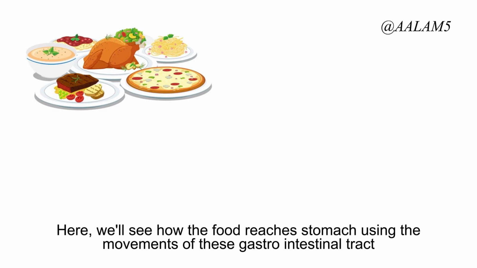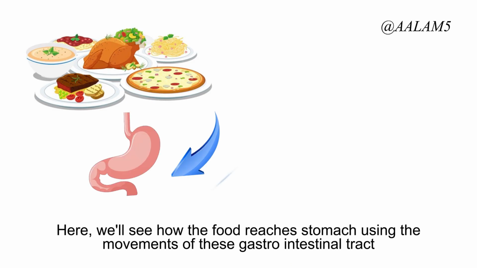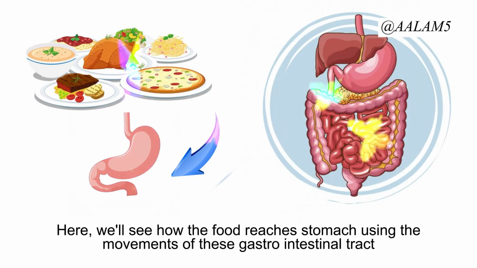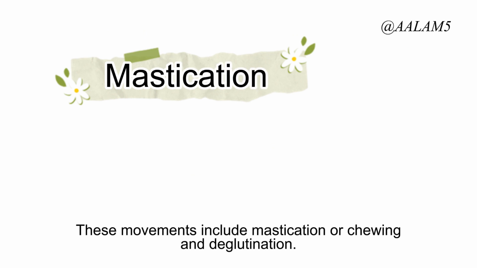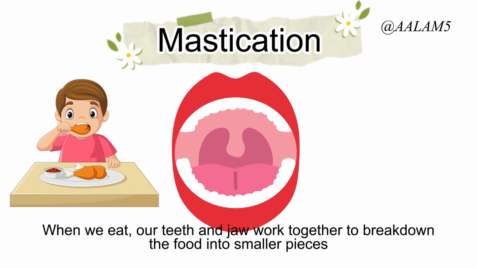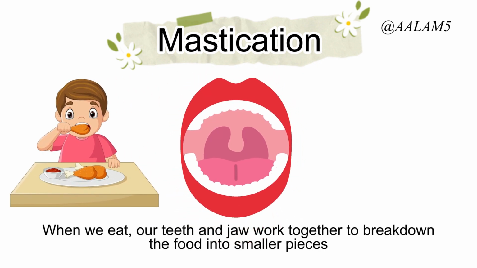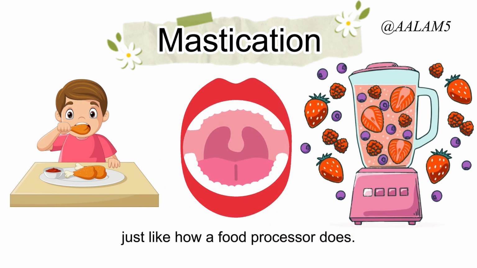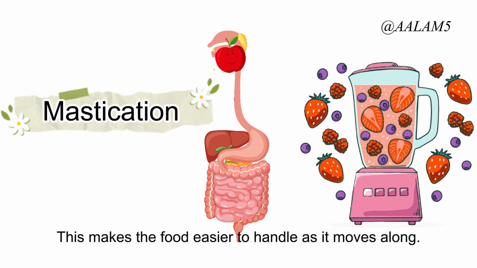Here we'll see how the food reaches the stomach using the movements of the gastrointestinal tract. These movements include mastication, or chewing, and deglutination. Mastication is a fancy word for chewing. When we eat, our teeth and jaw work together to break down the food into smaller pieces, just like a food processor does. This makes the food easier to handle as it moves along.